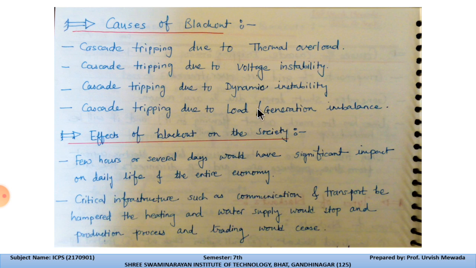Now, if the blackout occurs due to cascade tripping, then what are the adverse effects of the blackout of the area on society?